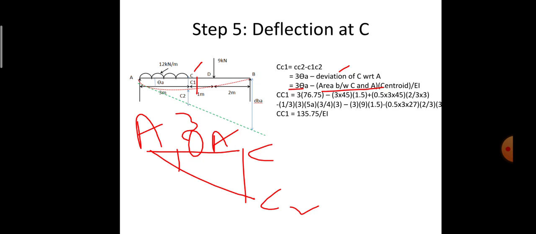So in this video I have determined the value of theta A and also the value of deflection at point C.